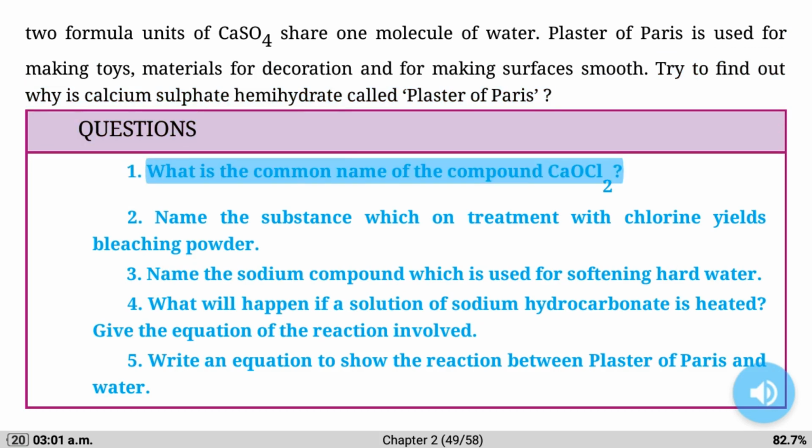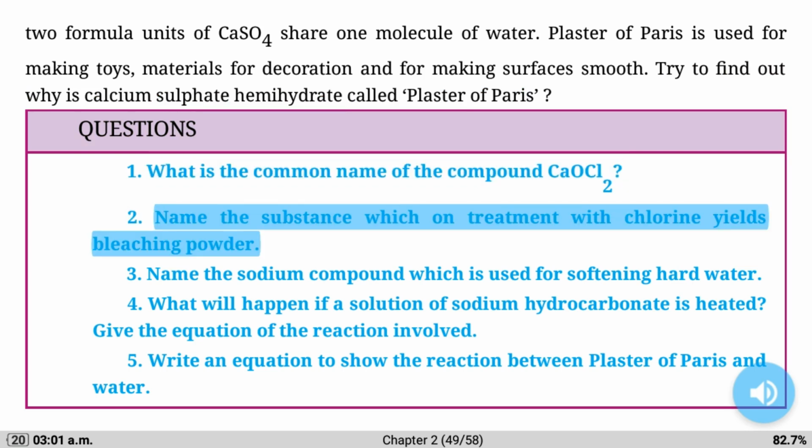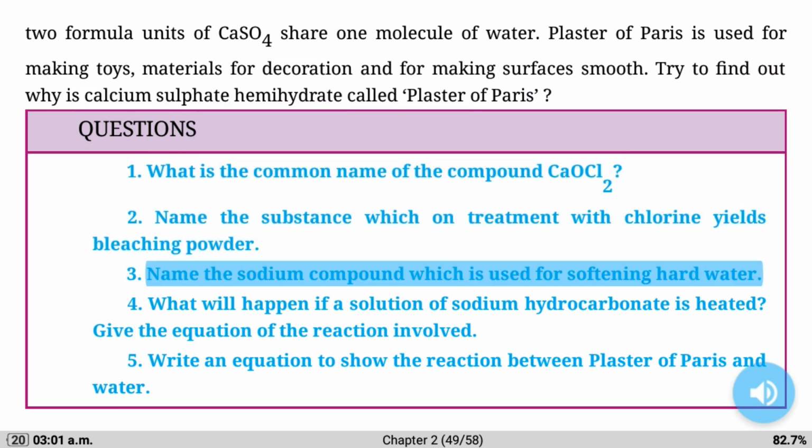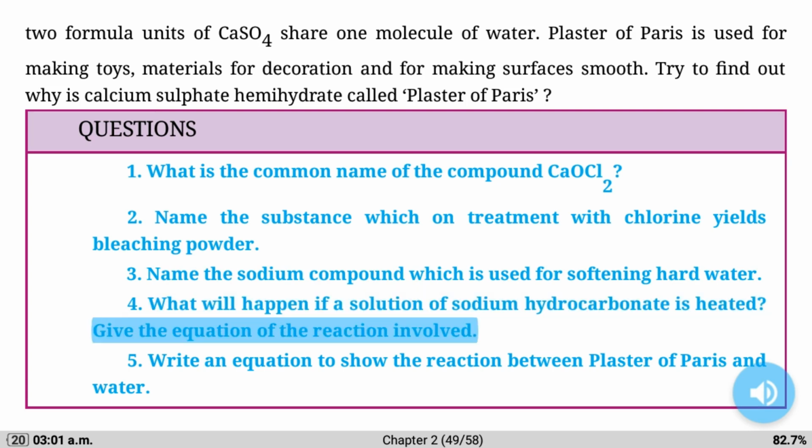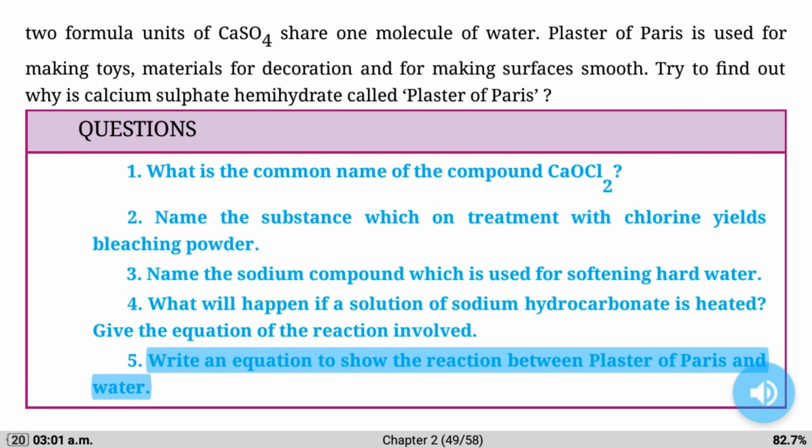Questions. 1. What is the common name of the compound KAl(SO4)2.12H2O? 2. Name the substance which on treatment with chlorine yields bleaching powder. 3. Name the sodium compound which is used for softening hard water. 4. What will happen if a solution of sodium hydrogencarbonate is heated? Give the equation of the reaction involved. 5. Write an equation to show the reaction between plaster of Paris and water.